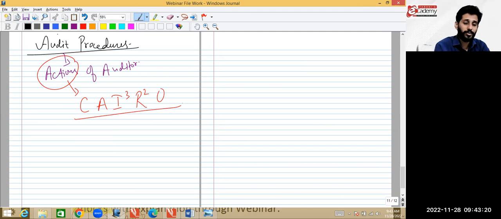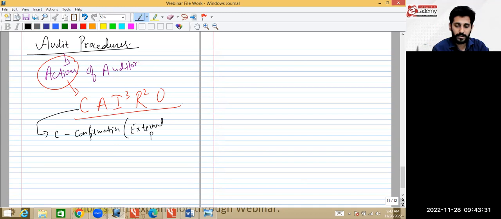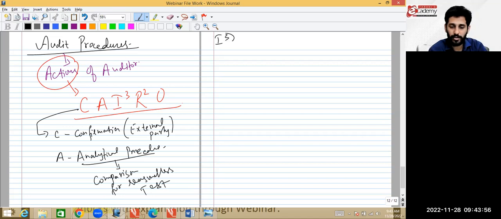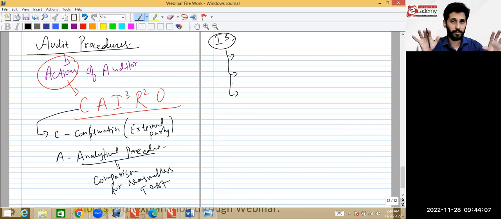Now you have to open up this abbreviation. C is for confirmation, something which you will be obtaining from an external party. A is for analytical procedure, where there is comparison for reasonableness test. In I, there are three things. After these, I will quickly go to question practice and how to draft the answer, so you will have to go through this webinar completely.